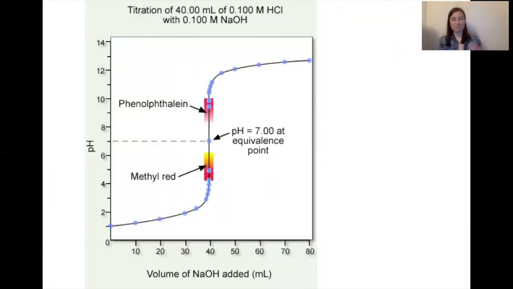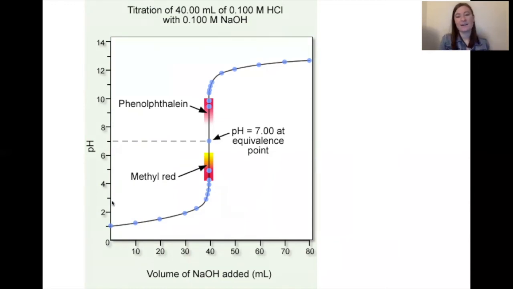We talked briefly at the beginning about how the equivalence point and the end point aren't the same. That's because the indicators that you're using don't actually change color at a pH of 7. The most commonly used indicator is phenolphthalein. Phenolphthalein changes color at a pH of around 8 to 9. And so if your phenolphthalein has changed color, you've actually overshot your equivalence point.